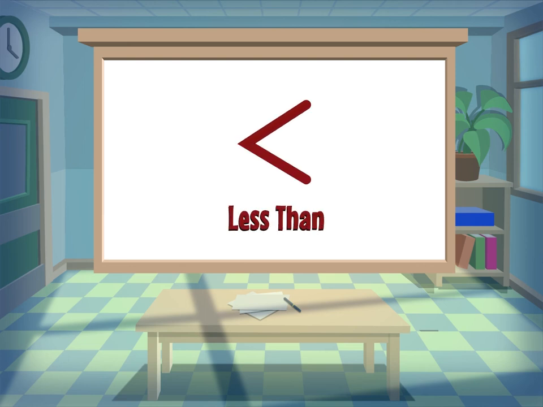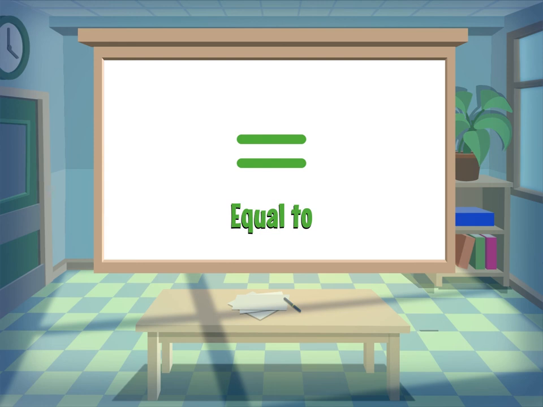For less than, we use this one. The point is faced towards the smaller number. Some numbers are equal to one another. For them, we use this sign.